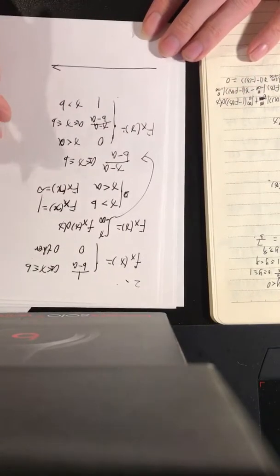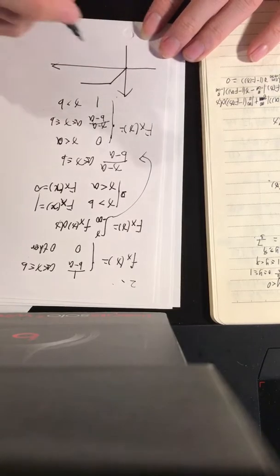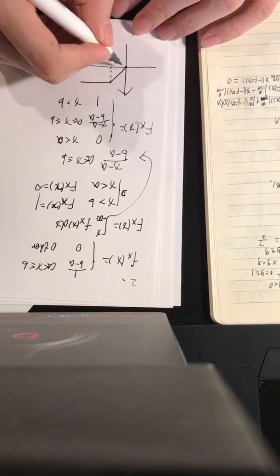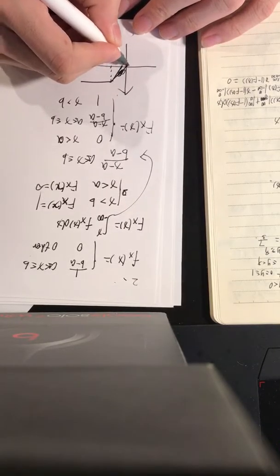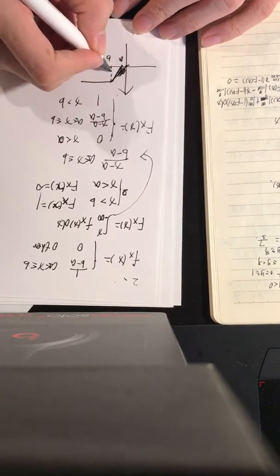So we can draw it. It should be like this. Here is B. Here is A. From A to B.